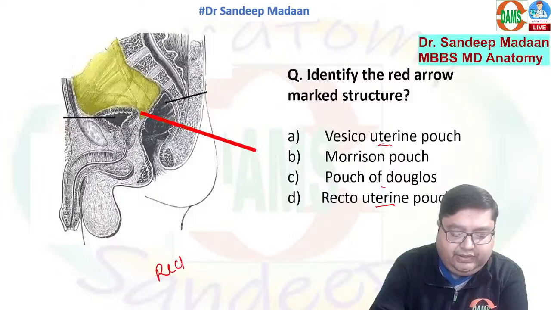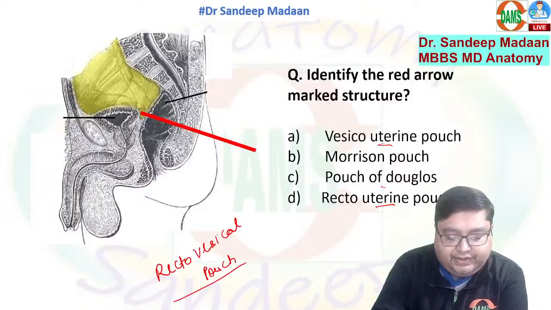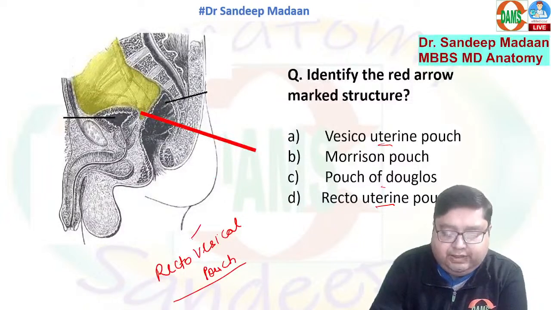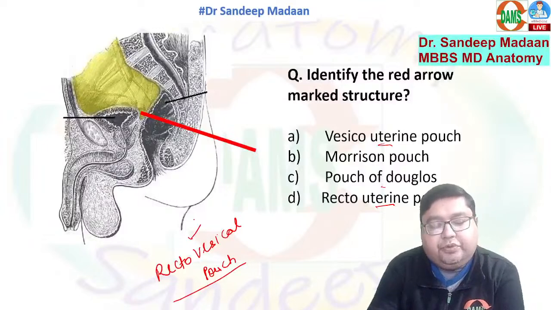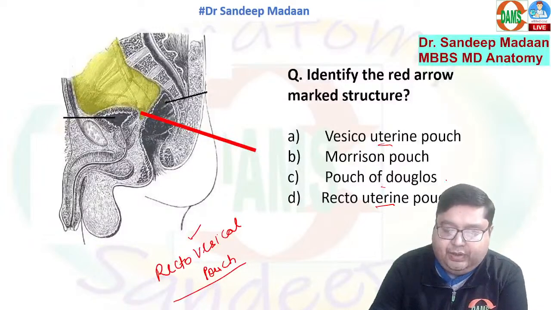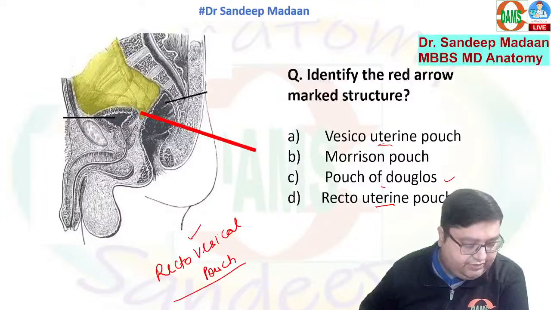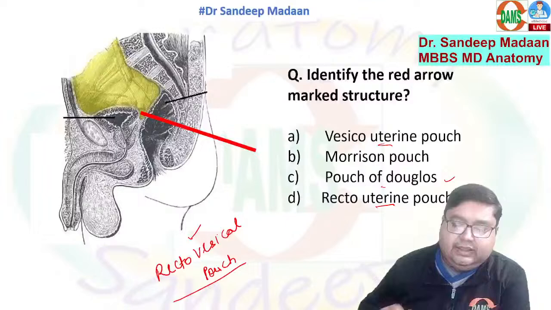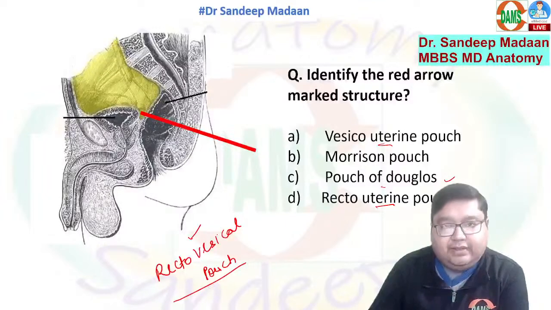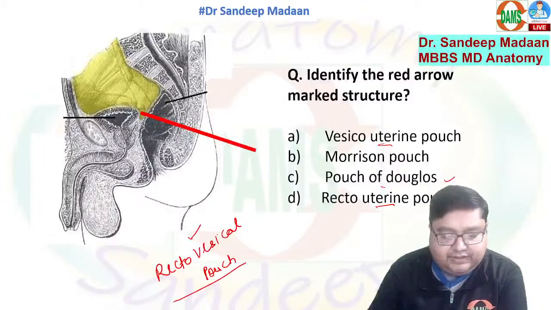So now, dear friends, you are the best judge. If at all the rectovesical pouch was there, that is the best answer. But if it is not there, the counterpart we have to take. Pouch of Douglas is the counterpart of the rectovesical pouch. We can take the pouch of Douglas as the next best answer.